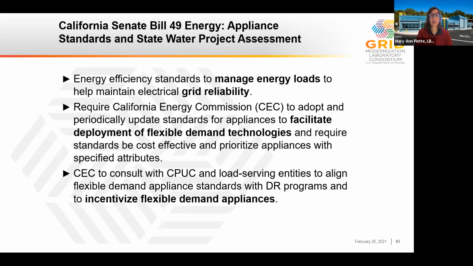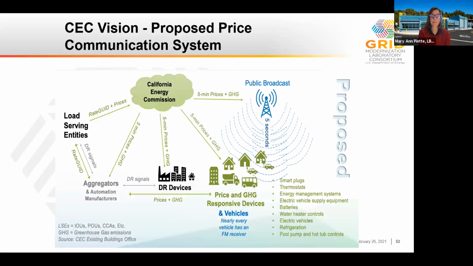So the efficiency standards are, we want to manage energy loads to improve the grid reliability. And the CEC is looking at the requirement to require demand flexibility and prioritize appliances that have some capability to receive signals and provide flexible load. So the CEC is working with the PUC and the IOUs to consider what is going to be required to incentivize demand appliances. Go ahead to the next slide.